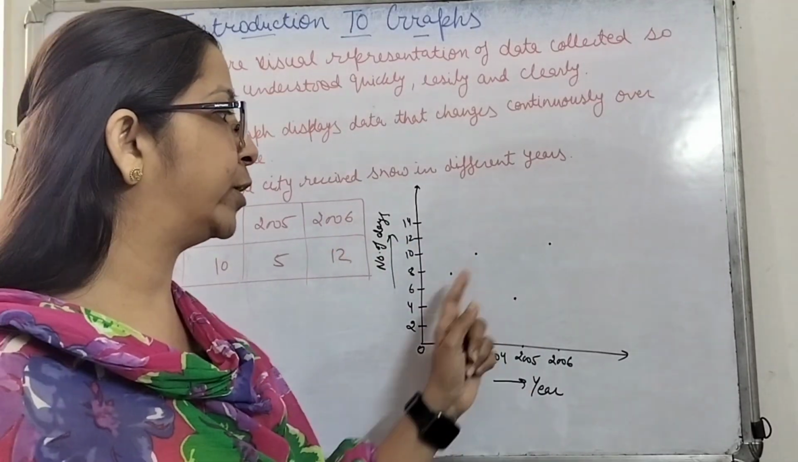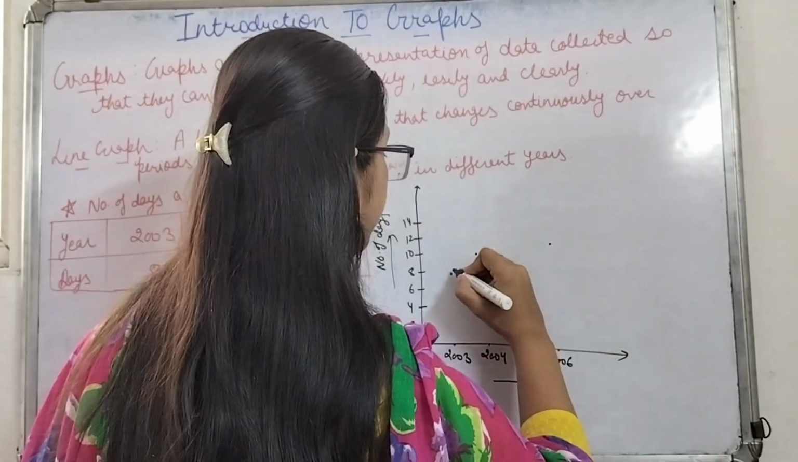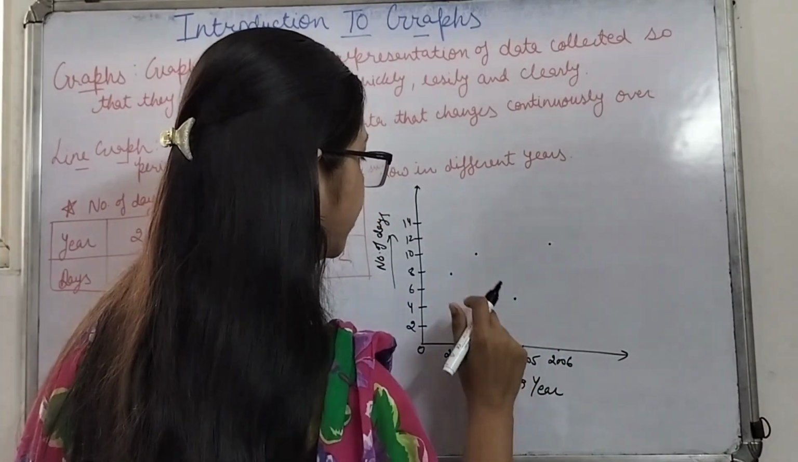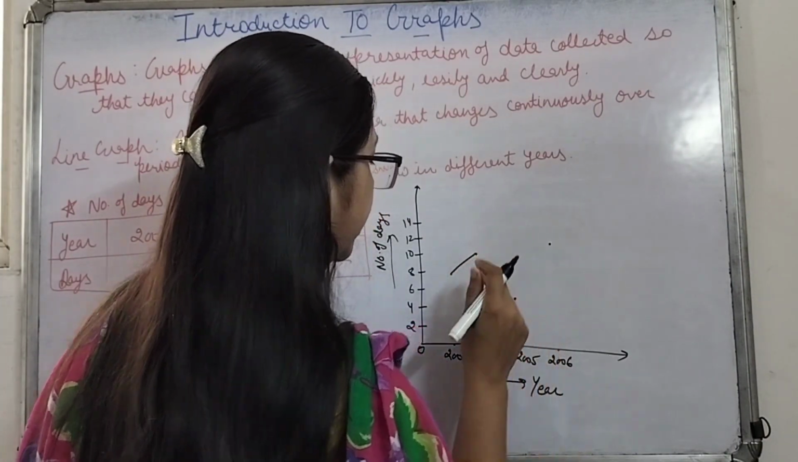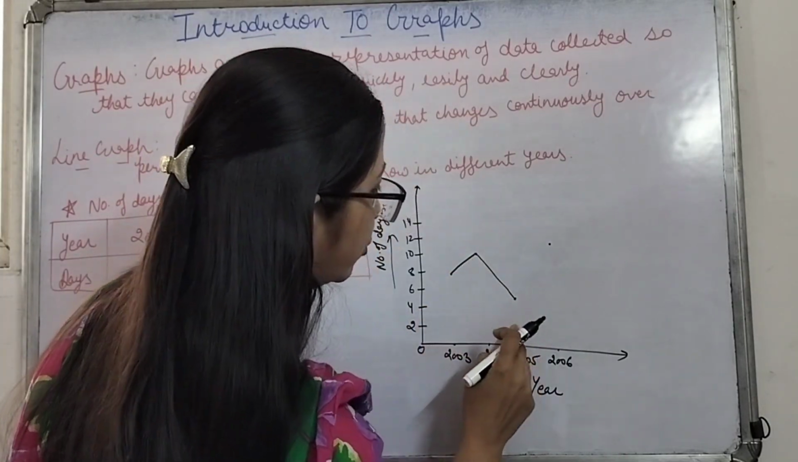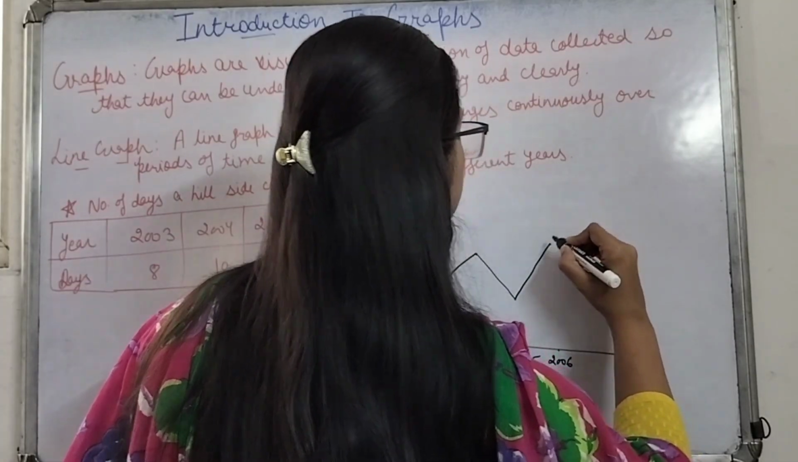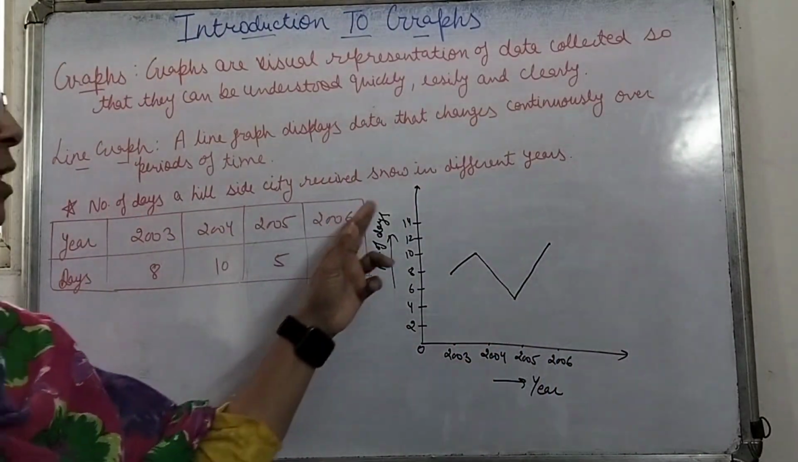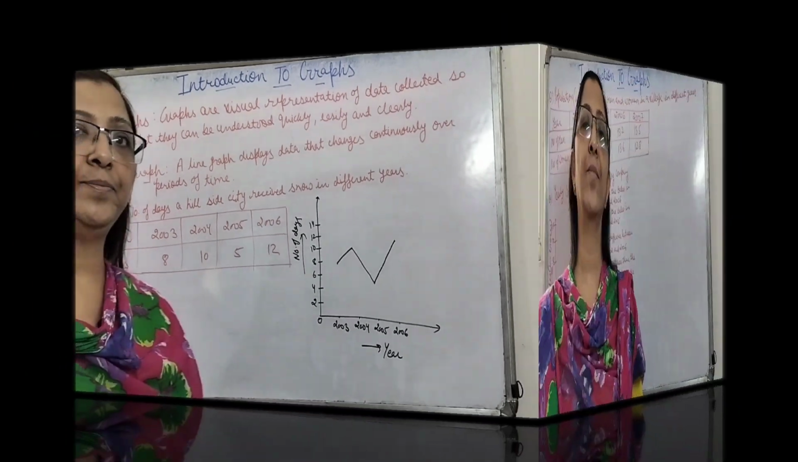First of all, we have plotted all these points. Now what we will be doing is, we will be joining these points. From 2003 to 2004, these two are the points. So we will be joining these two. Now 2004 to 2005, so we will be joining these 2 points. 2005 to 2006, so we will be joining these 2 points. So this is the line graph, and using the line graph, we can show the given information to us.